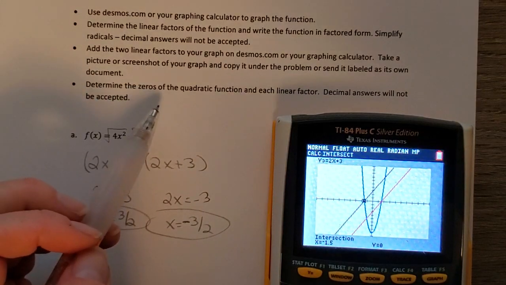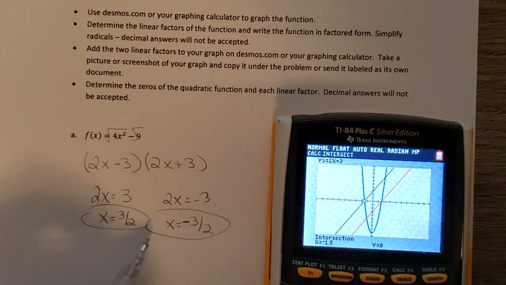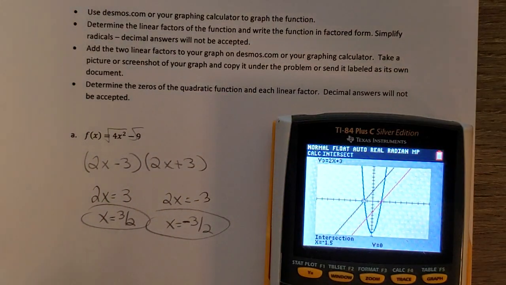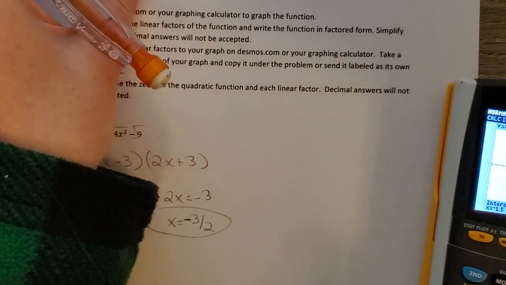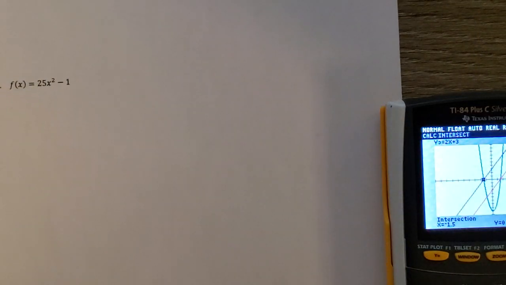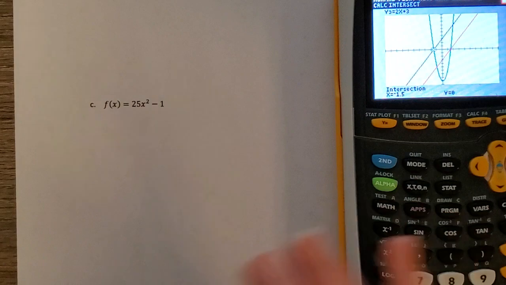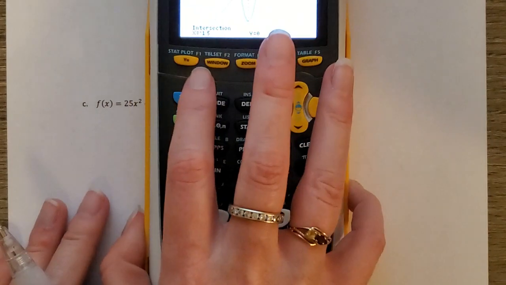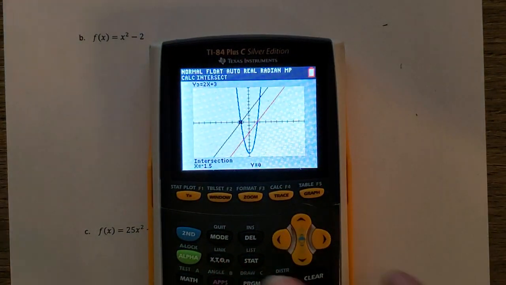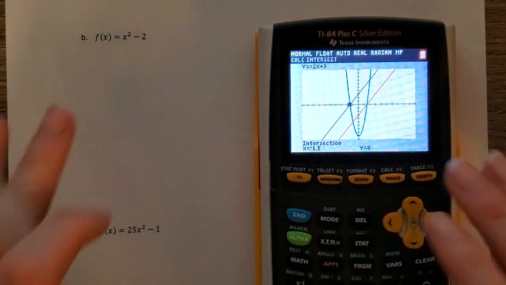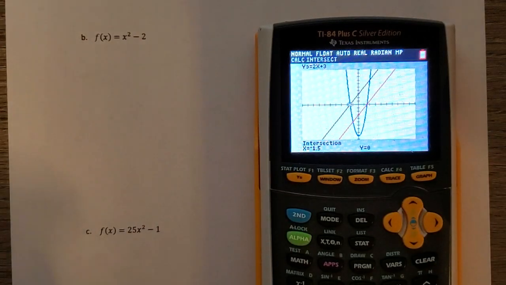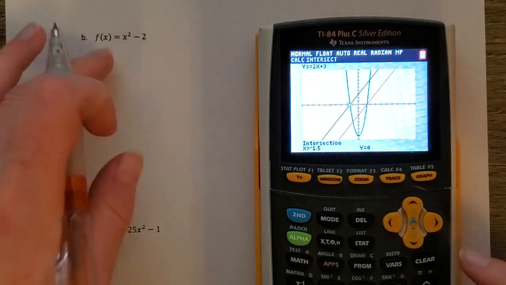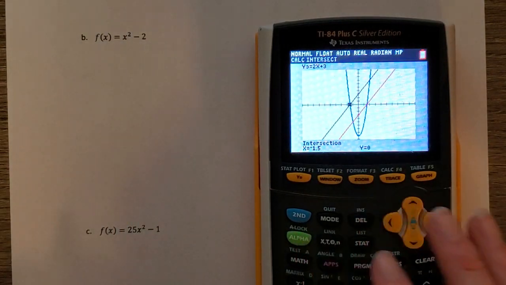So then it says determine the zeros of each linear factors, and it says decimal answers will not be accepted. So if you get a radical, simplify it, don't give a decimal. Okay. So you are going to do the same thing on B and C. So what we just did there, do that on B and C. And again, either attach your picture right in the document, send me a picture separately, however you want to get me the picture on either Desmos or your graphing calculator of your screen so I can see that you did this part. You should be looking for those intersects and making sure they match up with your answers you get here. Okay.